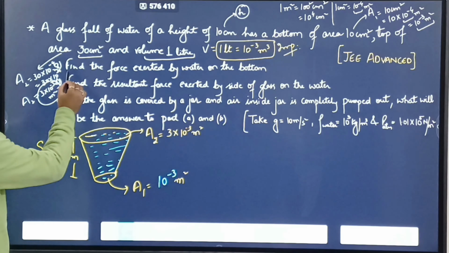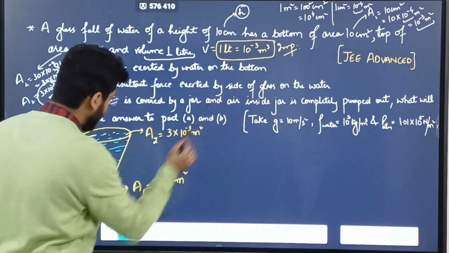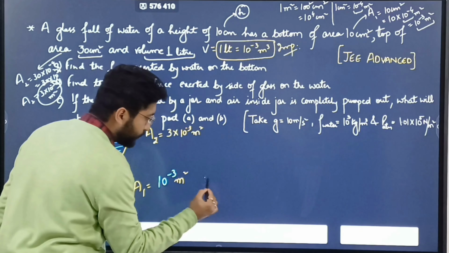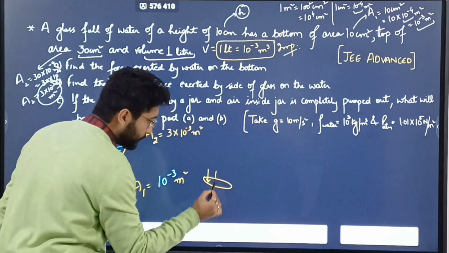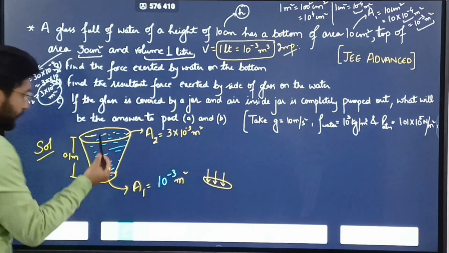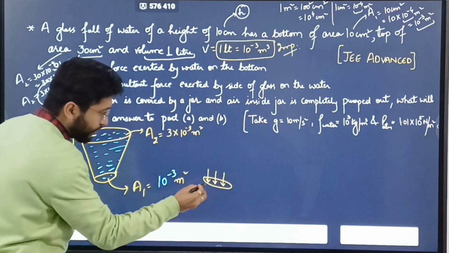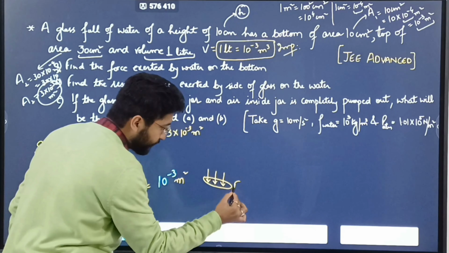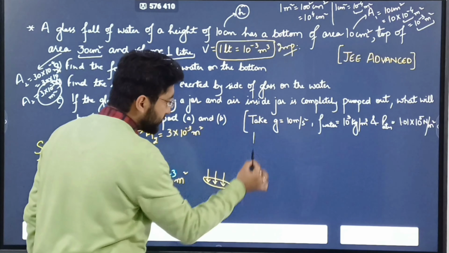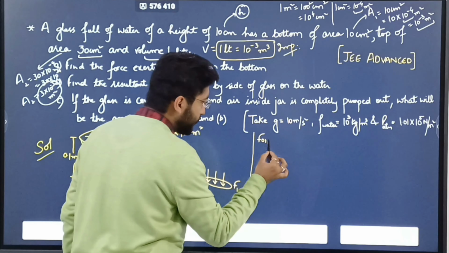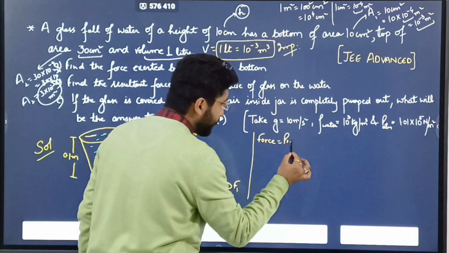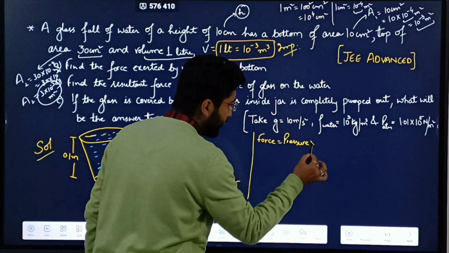Now we need to find the force exerted by the water on the bottom. We need to find the bottom force. Whole liquid which applies force on the bottom area, we need to find it. Now we denote it by F1. As you know students, force is equal to pressure into area.